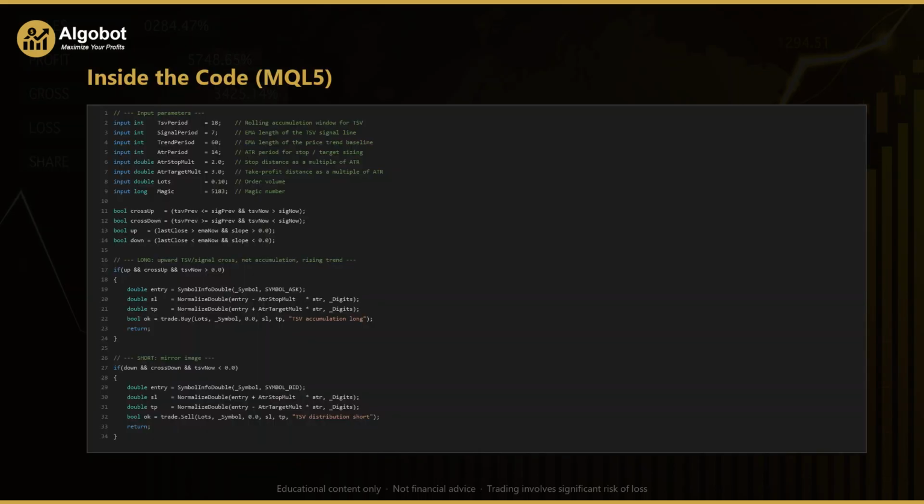Let's read through the actual MetaEditor code on screen. At the top, we have the input parameters. TsvPeriod is the rolling window for the volume sum, defaulting to 18. SignalPeriod, at 7, sets the exponential moving average that becomes the signal line. TrendPeriod, at 60, is the price baseline. Then ATR period, the stop multiple, and the target multiple size the risk. Lots sets the order volume, and Magic tags the trades.